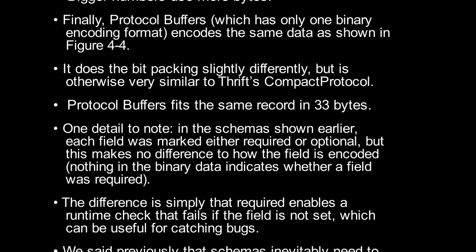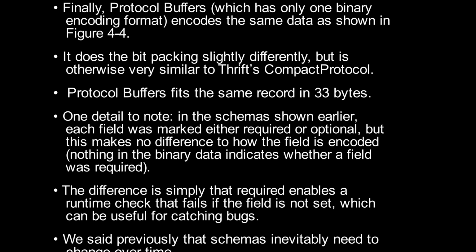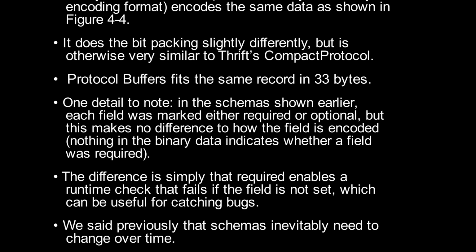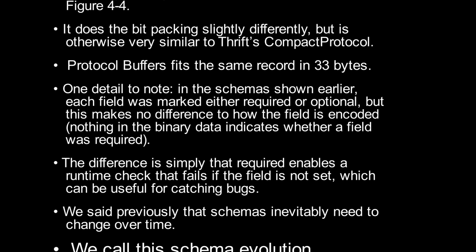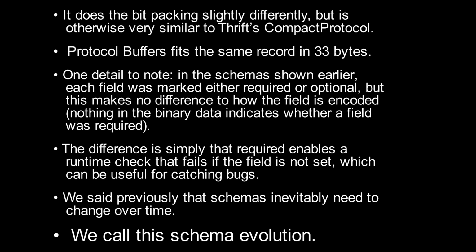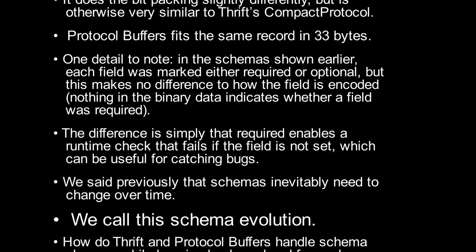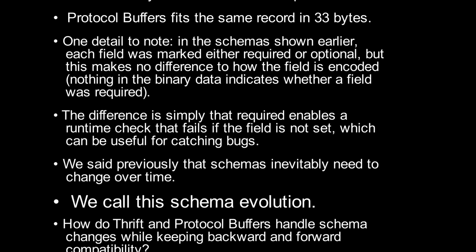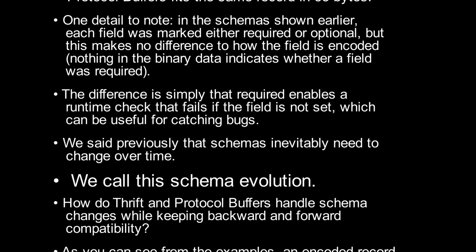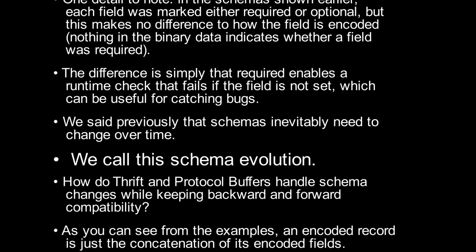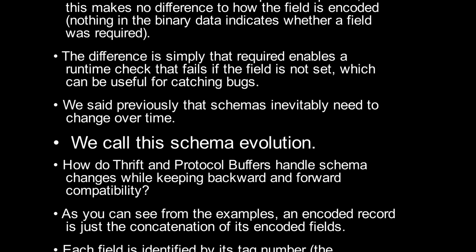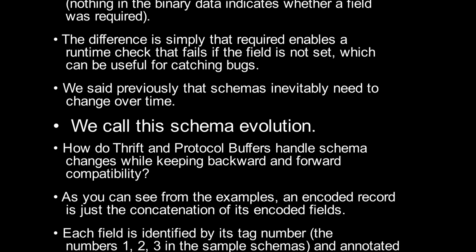Nothing in the binary data indicates whether a field was required. The difference is simply that required enables a runtime check that fails if the field is not set, which can be useful for catching bugs. We said previously that schemas inevitably need to change over time. We call this schema evolution. How do Thrift and Protocol Buffers handle schema changes while keeping backward and forward compatibility?